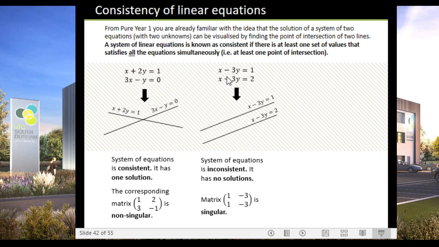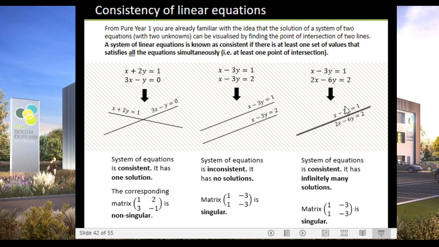If we look at this system of equations, x minus 3y equals 1, x minus 3y equals 2, we could plot those two lines and we'd find there is no solutions to that. The system of equations is inconsistent because there are no x, y coordinates that satisfy both of these equations. It has no solutions. If you want to check, you could work out the determinant of this matrix, (1, -3; 1, -3), and you would find that it is 0. We say that matrix is singular.